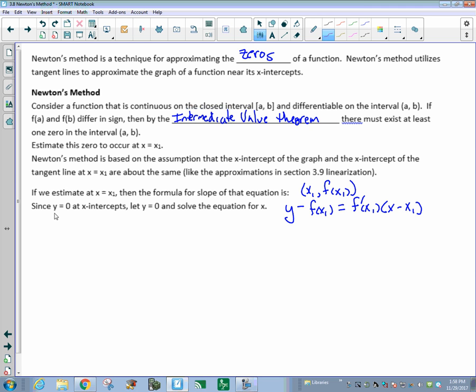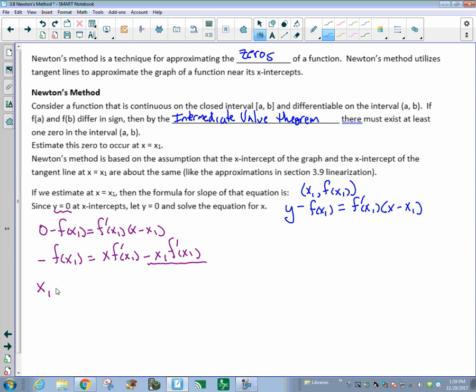So let's go through it. I'm going to take this equation and set y equal to 0, and then do some algebra to simplify it and solve for x. First, I'll distribute my f prime of x sub 1 and get rid of the 0, all in one step. I get x times f prime of x sub 1 minus x sub 1 times f prime of x sub 1, and then a little algebraic maneuvering because I want my x value by itself. I'll move this part across the equal sign.